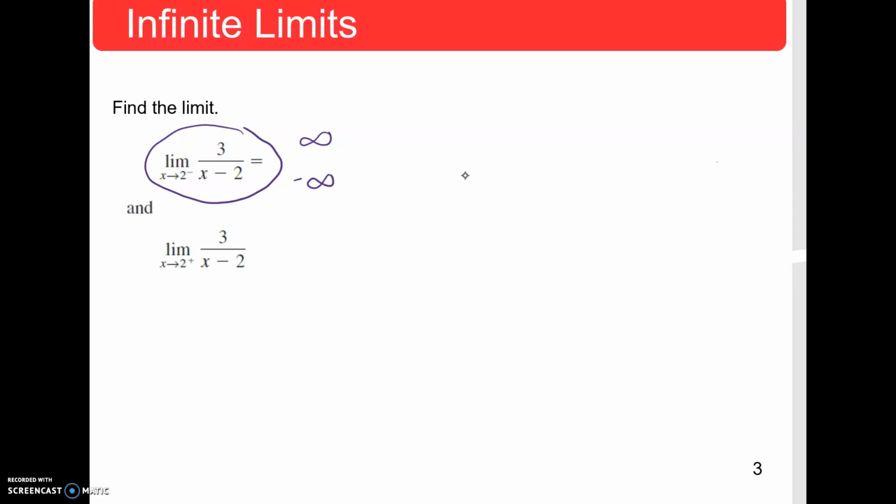Which one is it? And what you can do is just say, well, if I approach 2 from the left, that's less than 2. So you can just kind of say, okay, what's less than 2? 1.9 is less than 2, or 1.99.